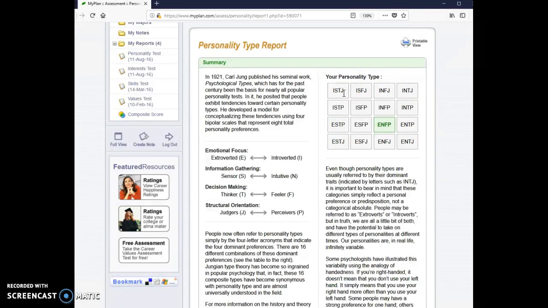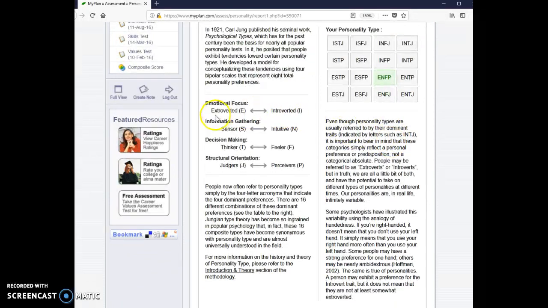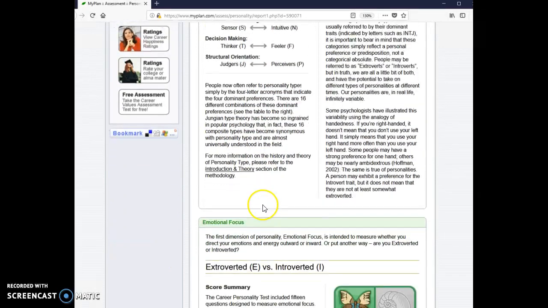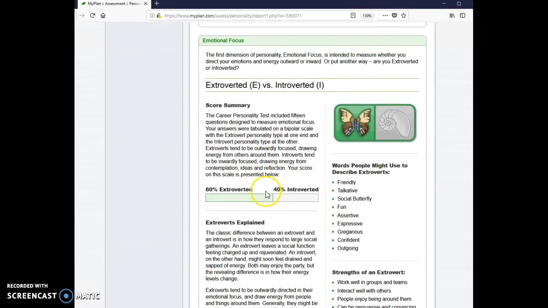This will represent which area of the 2 poles that each of the dichotomies dominate, and you will be assigned a 4-letter acronym. For example, in this case, ENFP, which means this person is an extroverted, intuitive, feeling perceiver. Let's take a minute and scroll down the page so that you can see that this assessment will be explained in a little more detail going through each of those 4 poles.